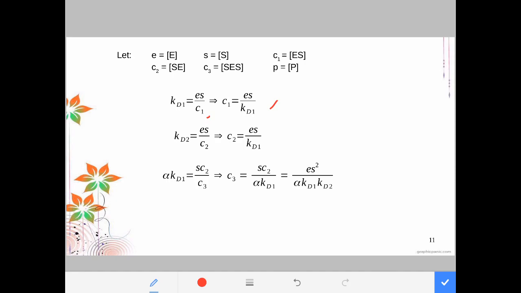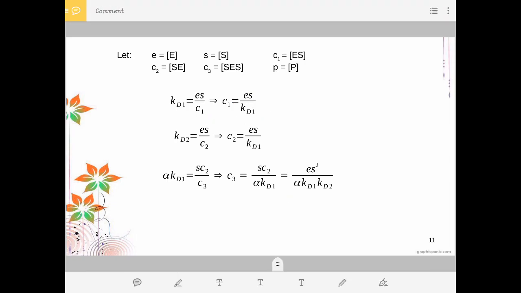The same goes for KD2 and alpha KD1. So we have C2. We can now express our complexes in terms of the concentration of the enzyme and the substrate, with our constants KD1, KD2, and then you have the alpha. Okay, so KD1.